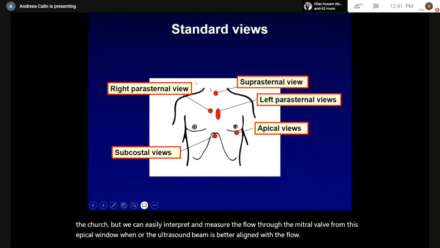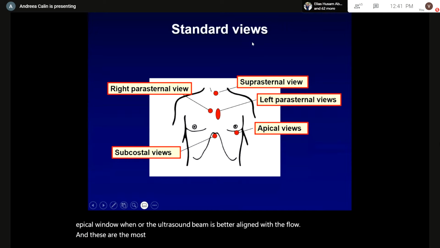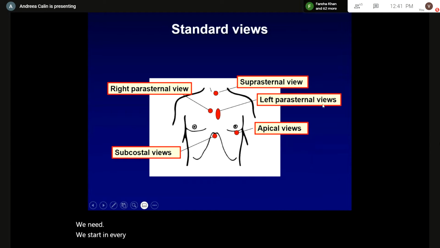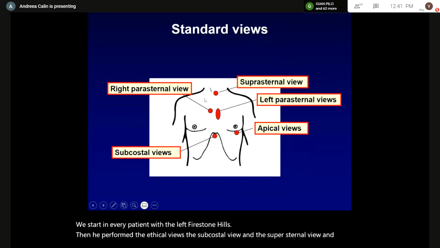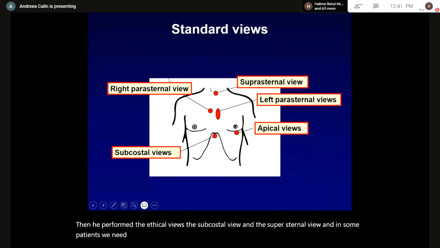And these are the most frequently used standard views. We start in every patient with the left parasternal views. Then we perform the apical views, the subcostal view, and the suprasternal view. And in some patients, we need also to examine the patient in a right decubitus position to see the right parasternal view. This is the most important.